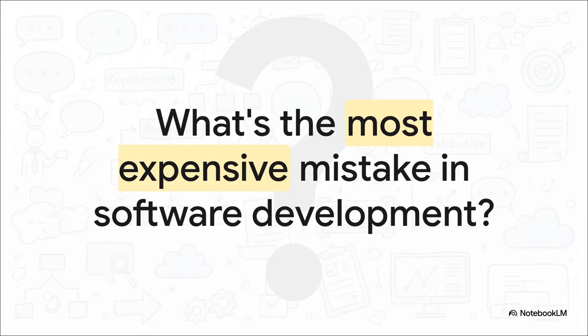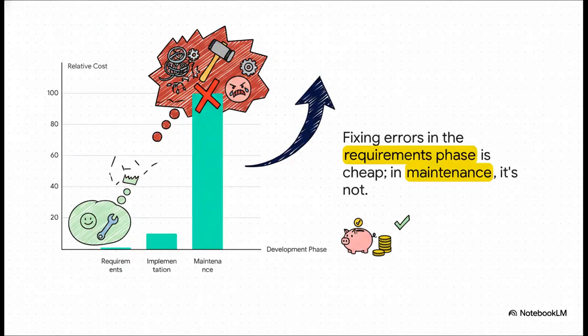So let's dive right in with a question that really gets to the heart of this whole thing. What do you think is the single most expensive mistake you can possibly make when you're developing software? Is it some kind of crazy bug in the code, a huge design flaw? Just take a second and think about it. The answer? It's a requirements error that you find way too late in the game.